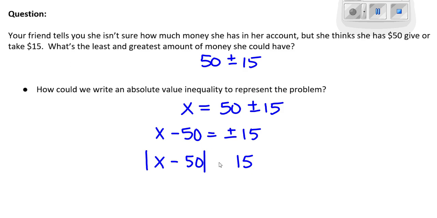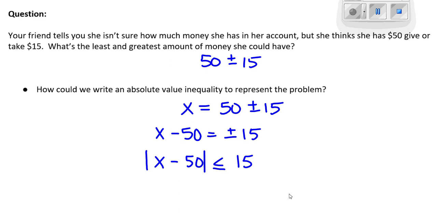However, there's one other change I want to make, right? I don't want that give or take amount to be more than $15, right? She doesn't have $70 in her bank account, right? 15 is like the max, okay? So I'm going to use a little less than symbol here, and we'll put some equality on it because it might be exactly $15, right? It doesn't have to be exactly 15, but it could be, okay? So we backed into an absolute value inequality, okay?